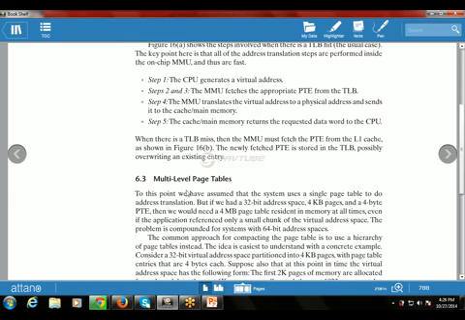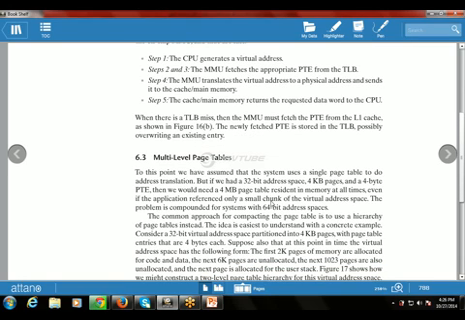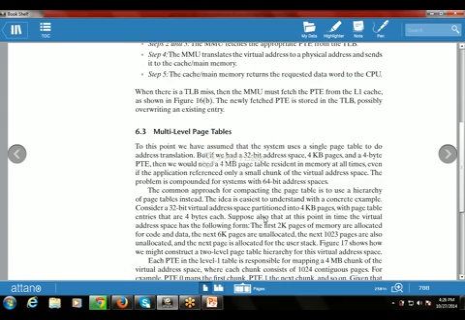Then we also studied the multi-level page table, that is how more than one table, multi-level page tables, are used for the virtual memory for memory management or memory protection or for address translation. Till now we have covered how a single page table is used for the address translation, but the next concept is how multiple tables, that is your multi-level page table, are used for the address translation.